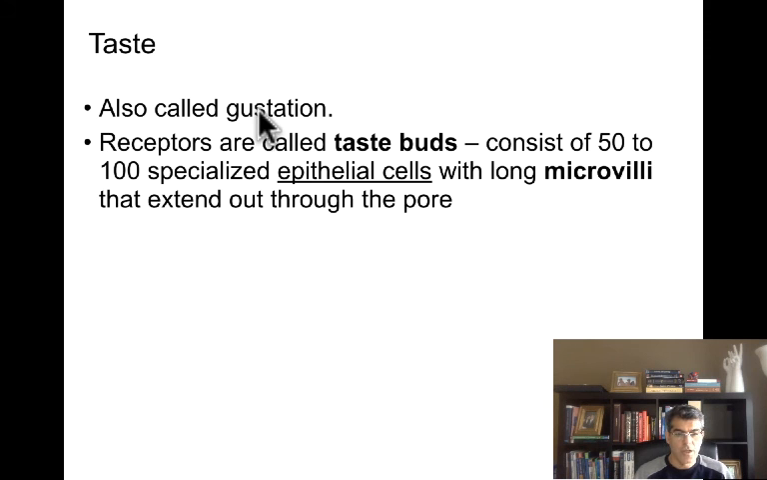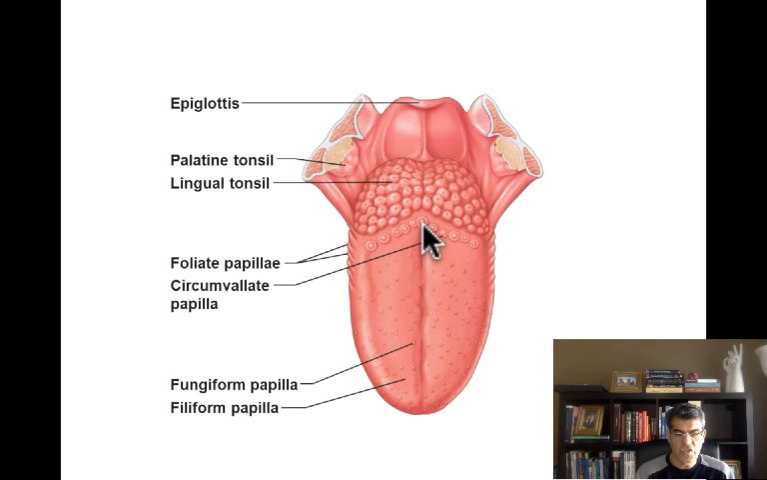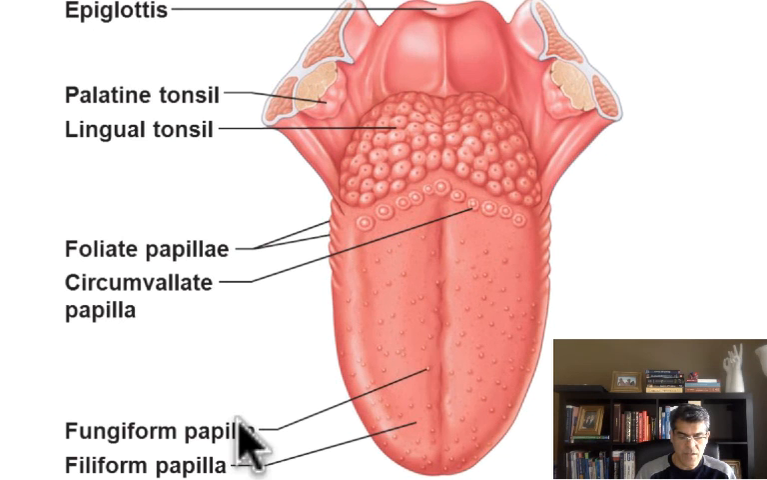In your tongue, you have some structures called taste buds. Taste buds are the receptors for detecting taste. A taste bud is inside the structure that we call papilla. Here is the tongue. Here's the surface of the tongue, and you can see there are some tiny bulges we call papilla.